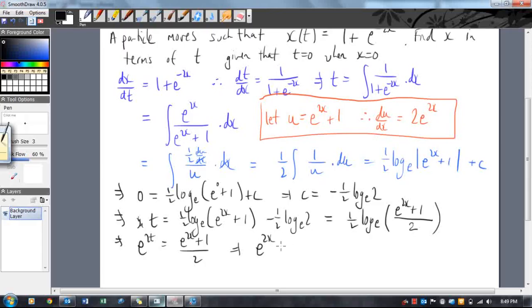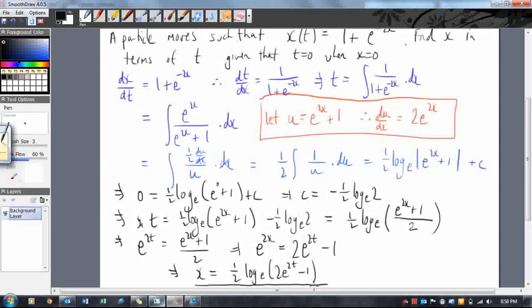You'll get e to the 2x equals 2e to the 2t minus 1, and therefore x equals, we'll take the log, so we've got log e of (2e to the 2t minus 1), and we're going to divide that by 2, so it's half of that. And so that's your function of x. Okay, so a couple of skills going on there, knowing how to change your velocity into dx dt, and then just doing the integration of that.